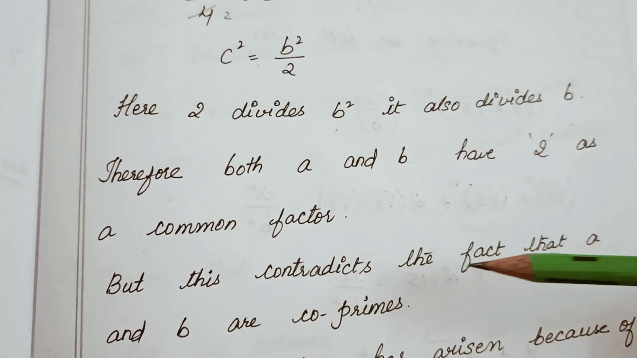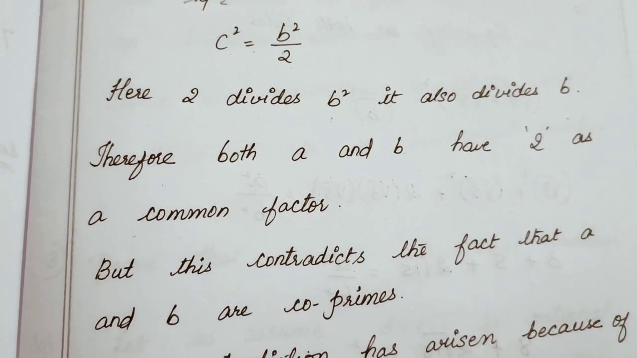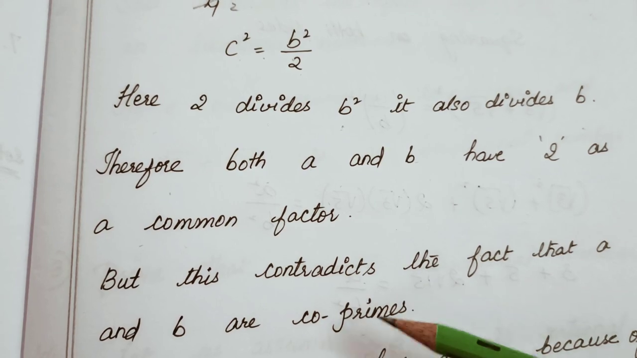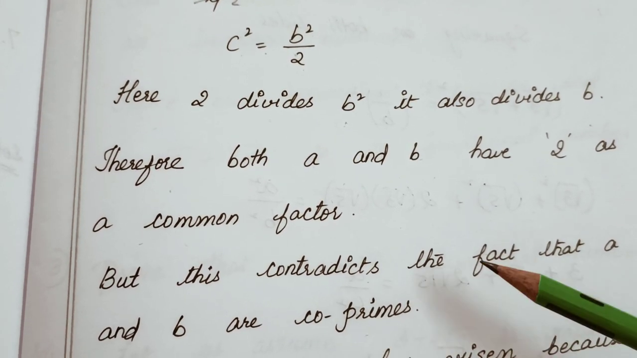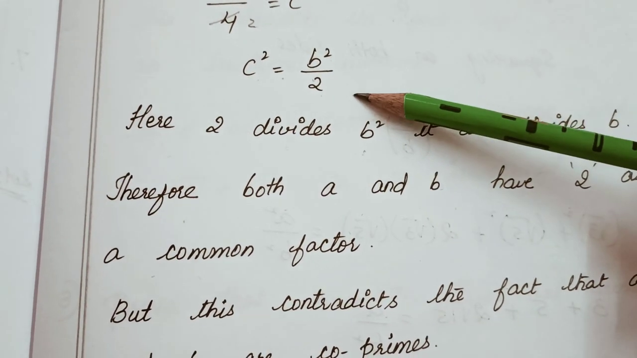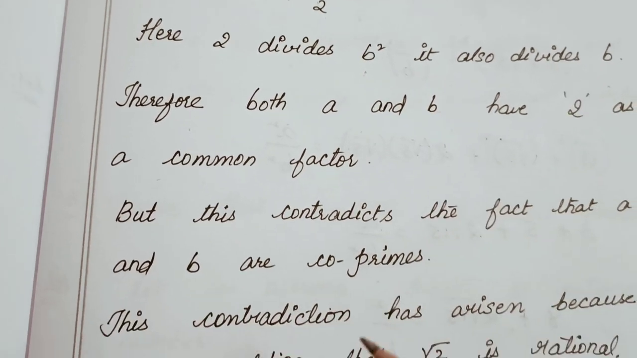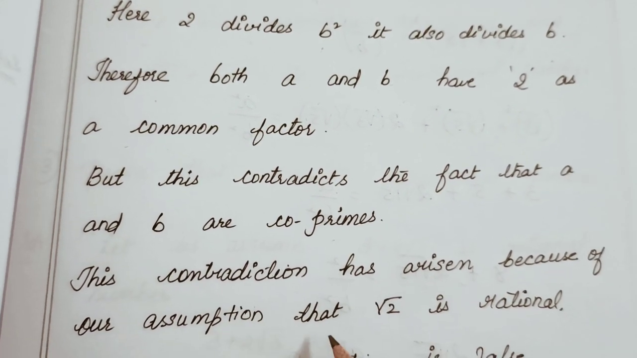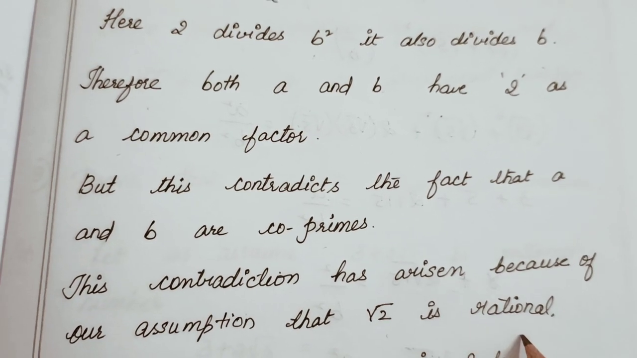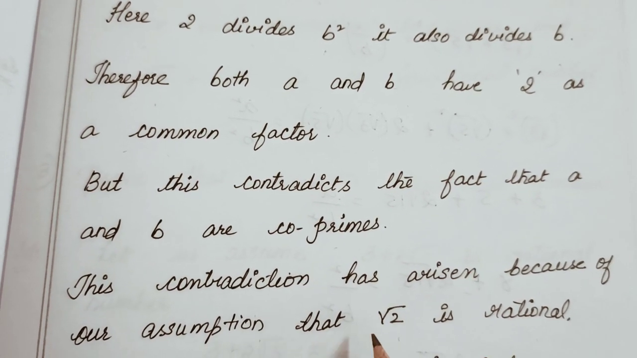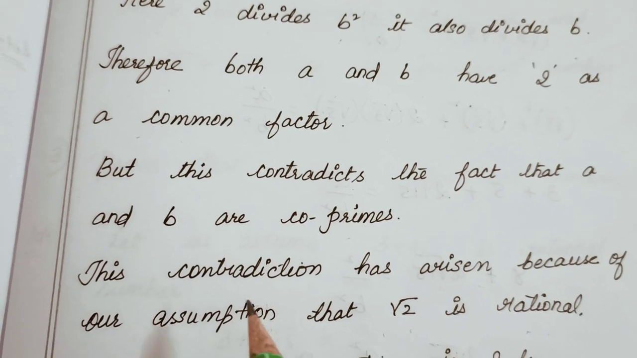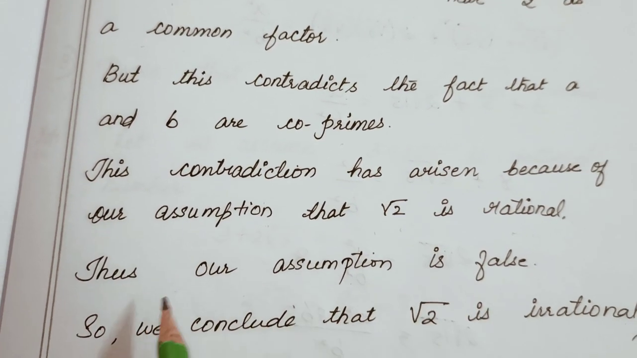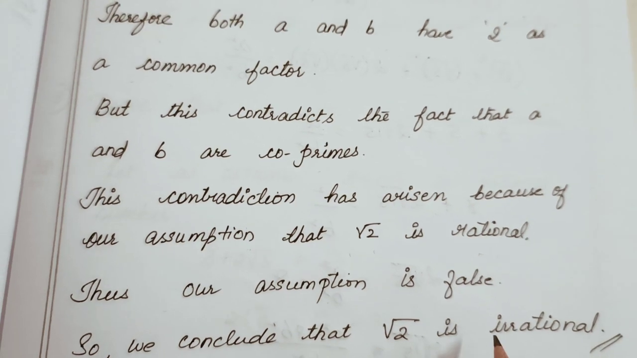But this contradicts the fact that a and b are coprimes. In the starting we said that a and b are coprimes, they do not have any common factor. But 2 is a common factor for both a and b. So this contradiction has arisen because of our assumption that root 2 is rational. Our assumption is wrong. Thus our assumption is false. So we conclude that root 2 is irrational.